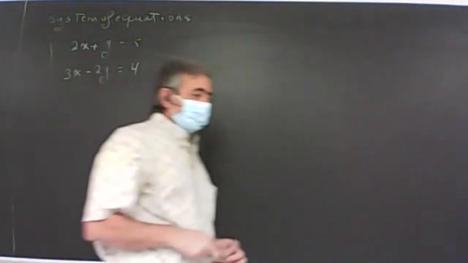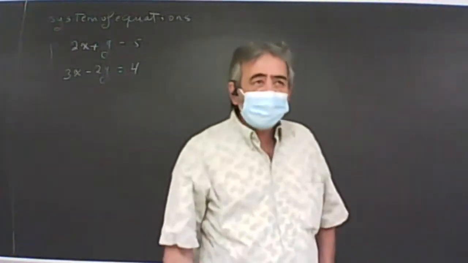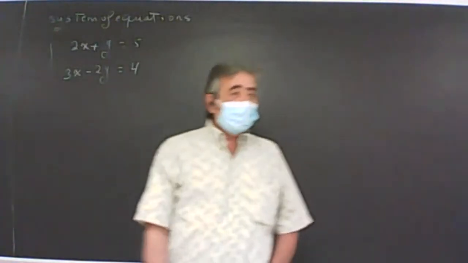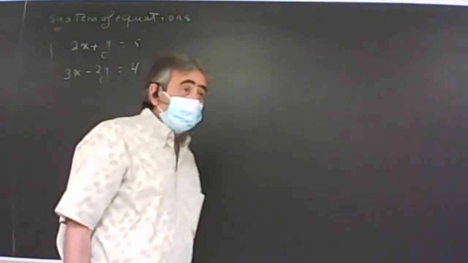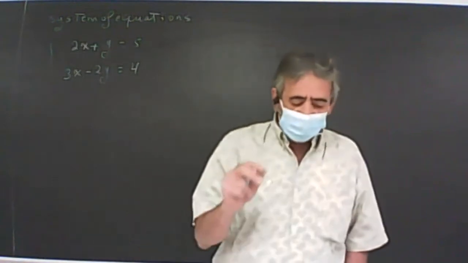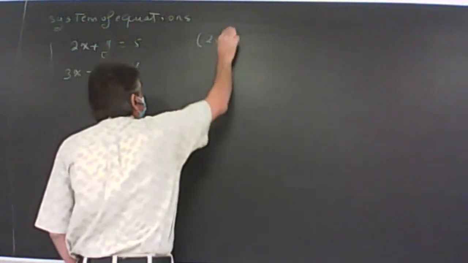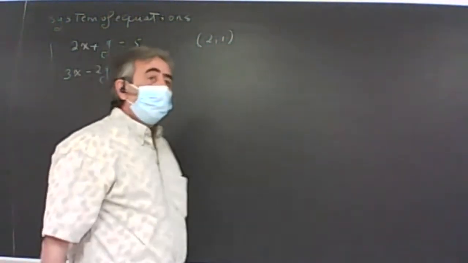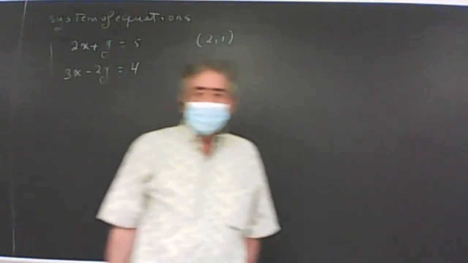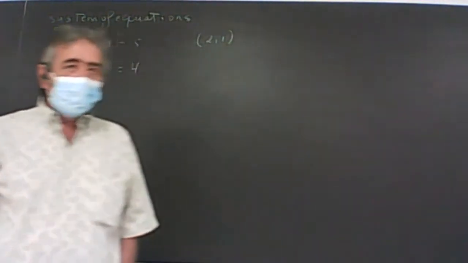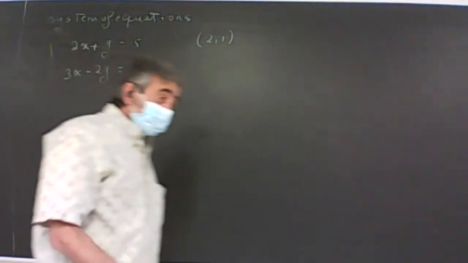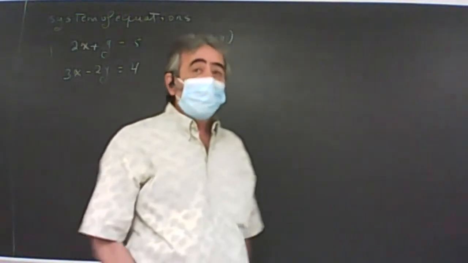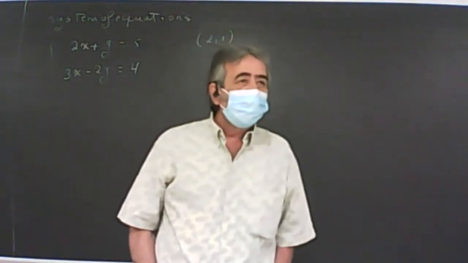Now, for a system of equations, we say a solution to a given system of equations is a point that satisfies all the equations in the system. So for instance, if we take a coordinate point, 2, 1. To determine if this point is a solution of the given system, we will simply substitute that point. And if it is a solution to each equation, then it is a solution to the system.